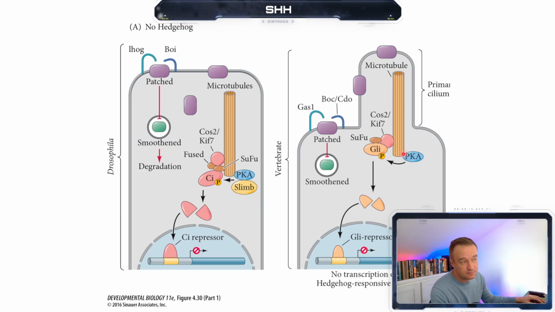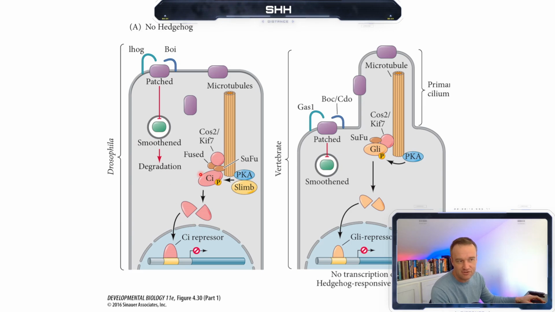GLI is phosphorylated by PKA, and that causes it to be cleaved, or cut in half. When that happens, those half proteins are moved into the nucleus, and they act as transcription repressors. So in this natural state, when no Sonic Hedgehog is present, this microtubule-based complex is creating GLI as a repressor. And so when we look at Drosophila, it's the same thing.